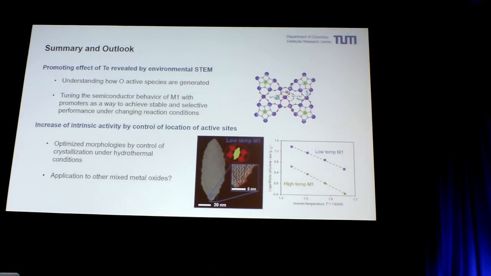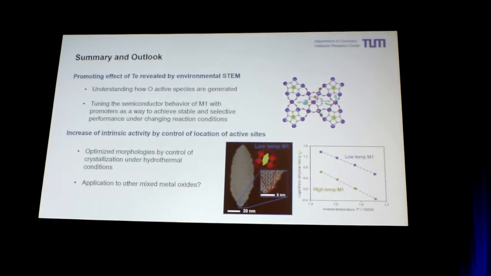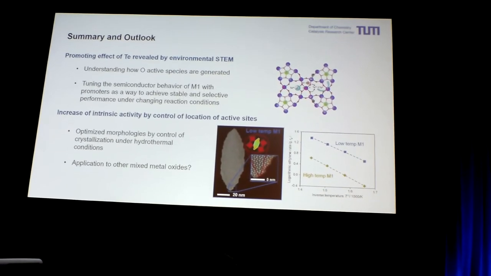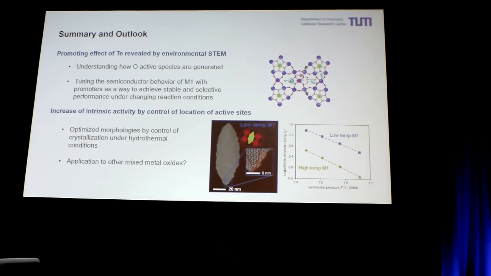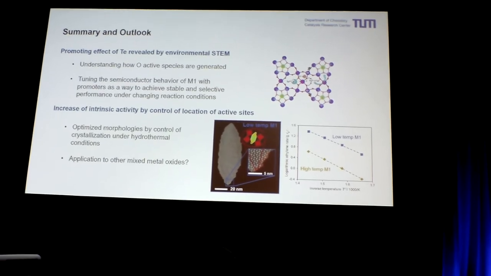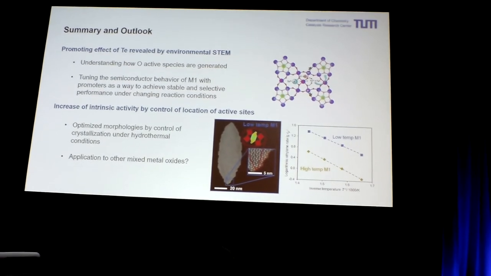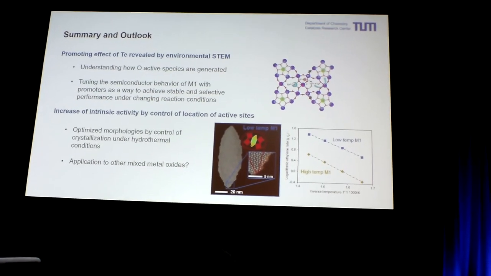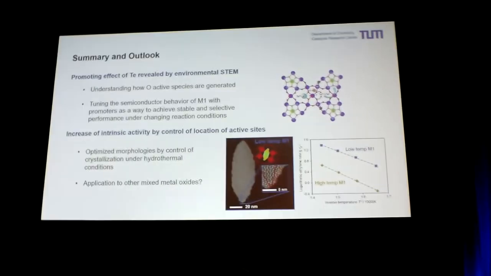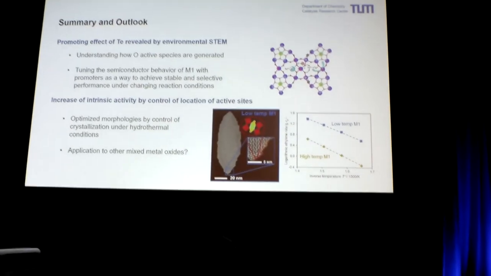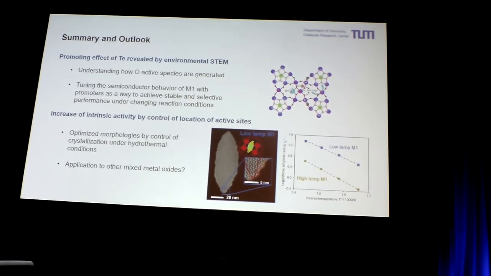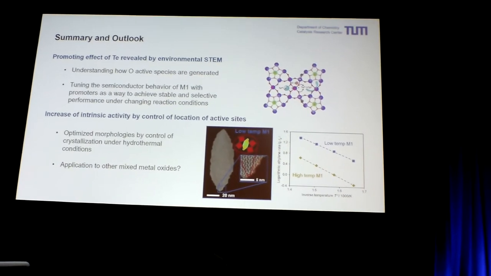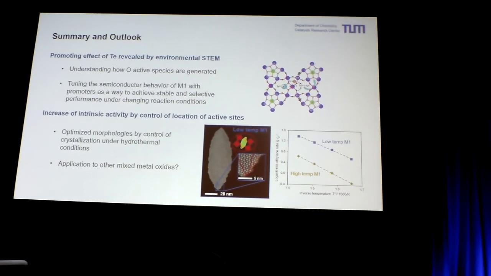With this, I get to the summary. We have seen in the first part that with the help of the environmental STM and theory, we can understand better the promoting effect of tellurium, and we have gained understanding about how oxygen active species can be generated. So we can think now to tune the semiconductor properties of M1 with different promoters in order to generate a catalyst that can work under milder reaction conditions.